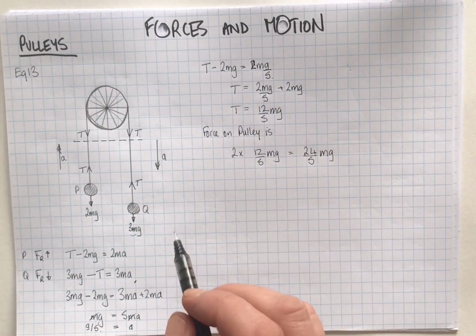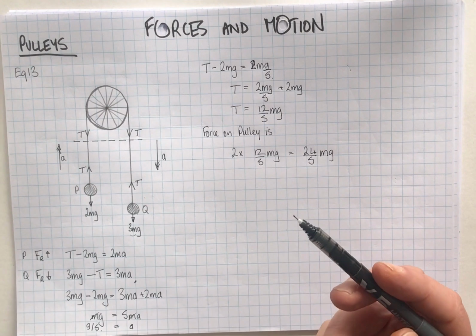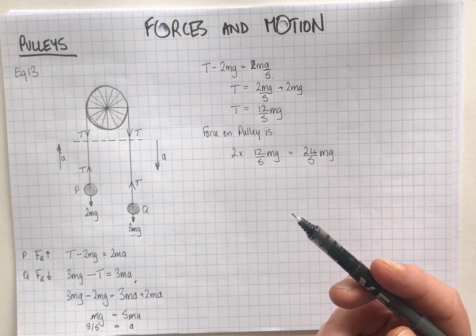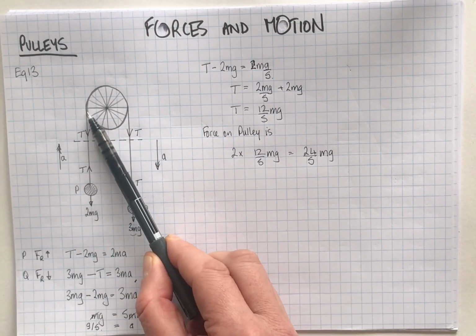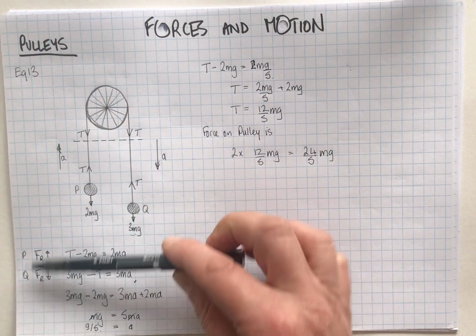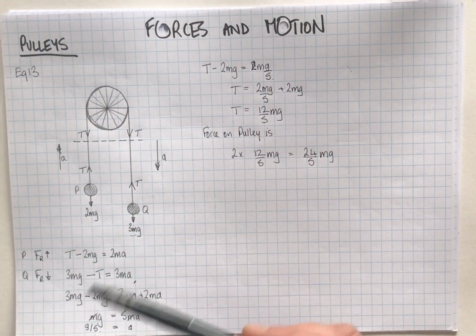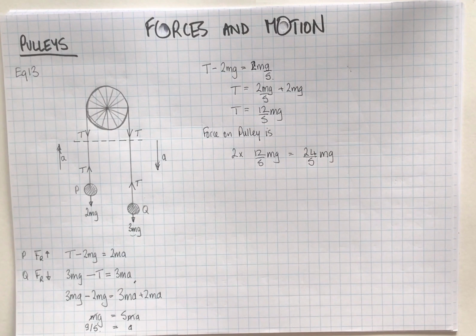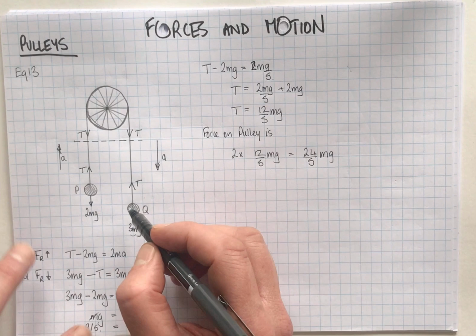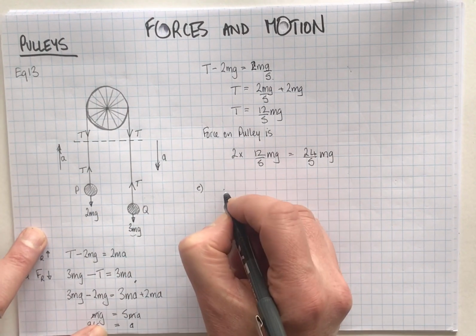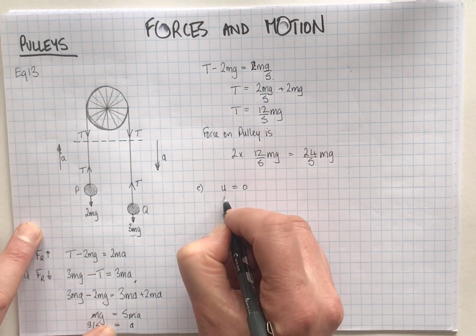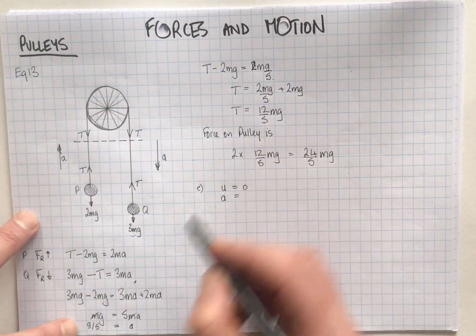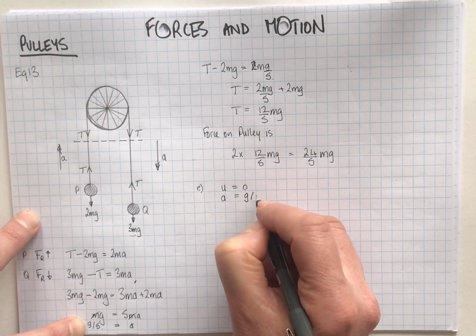Let's do some more calculations here. In this particular example, part E says find the distance moved by Q in the first 4 seconds, assuming that P does not reach the pulley, and also assuming that this does not hit the ground, if in fact there is a ground. So let's assume in the first 4 seconds there's still free movement. Okay. So let's see what we have got. It started from rest, so u is 0. Acceleration we know is a fifth of g, or g over 5.